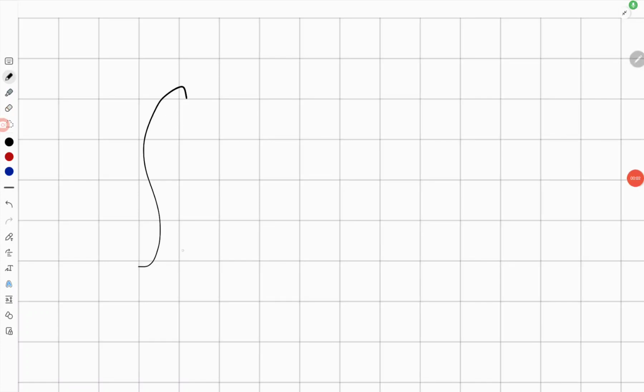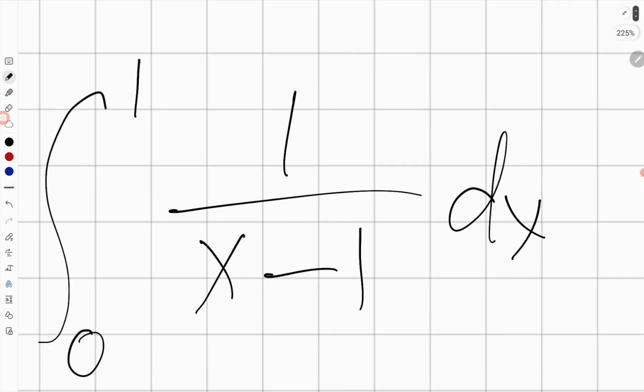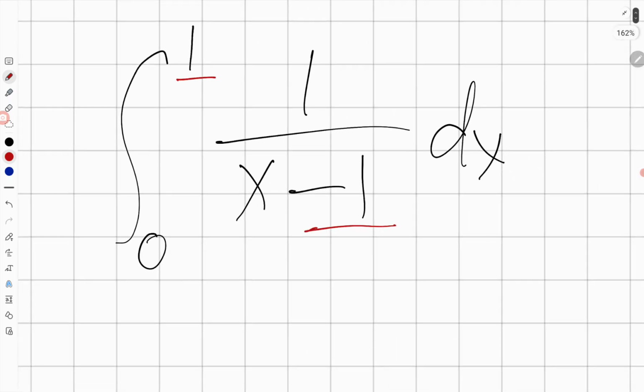Evaluating the integral that goes from 0 to 1 of 1 over x minus 1, and dx is what we call the differential element. Alright, this is a bit of a struggling student's guide. So first, look at this information. There's a 1 here and there's a 1 here. That's important to understand. Let's make a picture of what's going on with this.